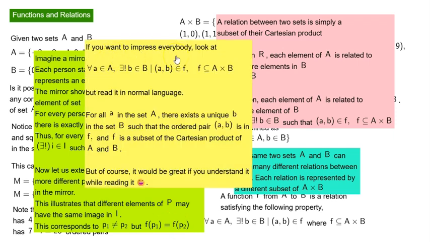Now, if you want to impress everybody, look at this, but read it in normal language. So you would read it as for all a in the set A, there exists a unique b in the set B such that the ordered pair (a, b) is in f and f is a subset of the Cartesian product of A and B. But of course, it will be great if you understand it while reading it.